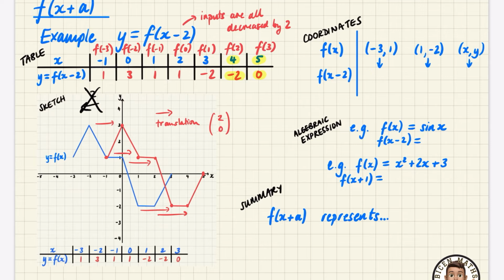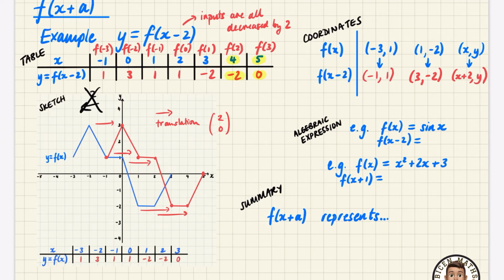So the x coordinate, the minus 3, 1, is going to change, and it's going to become minus 1, 1. And actually you can see that in action here, because the minus 1, 1 was originally the minus 3, 1. So I'm going to add 2 onto this x coordinate. I'm going to get minus 3 plus 2, and I'm going to add on 2 to this coordinate, and I'm just going to keep the y coordinate the same here.